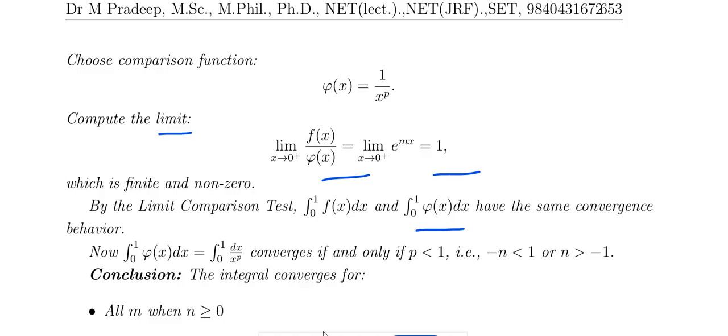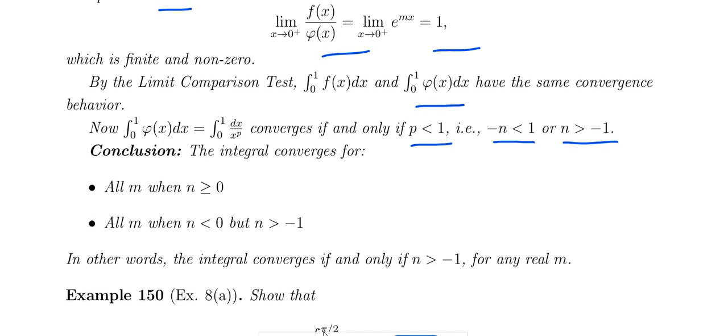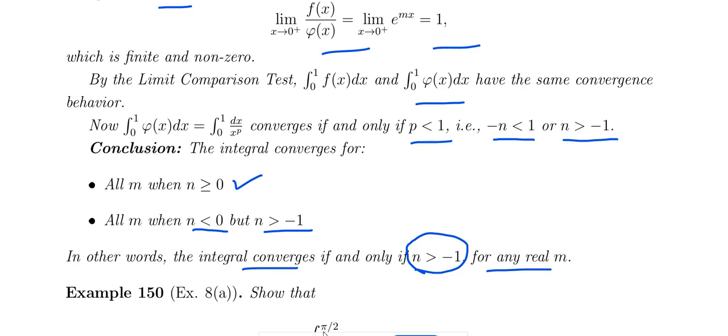So the convergence of the integral: p is less than 1 for convergence, that is minus n less than 1. Multiplying both sides by minus, n is greater than minus 1 for convergence. So the integral converges for all m when n is greater than or equal to 0, and for all m when n is less than 0 but n is greater than minus 1. Comparing both, n greater than minus 1, for any real m the integral converges.